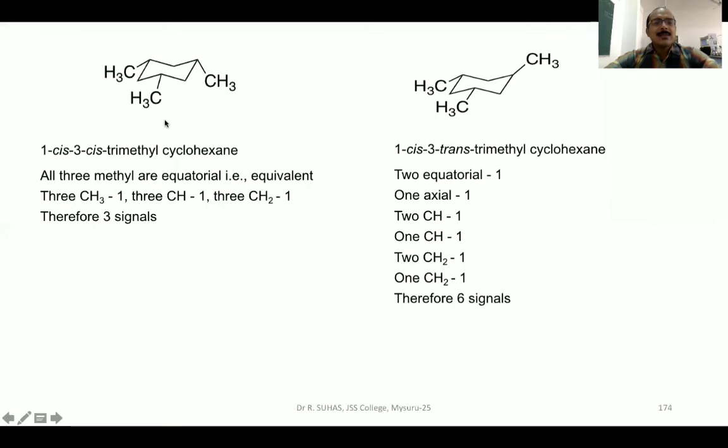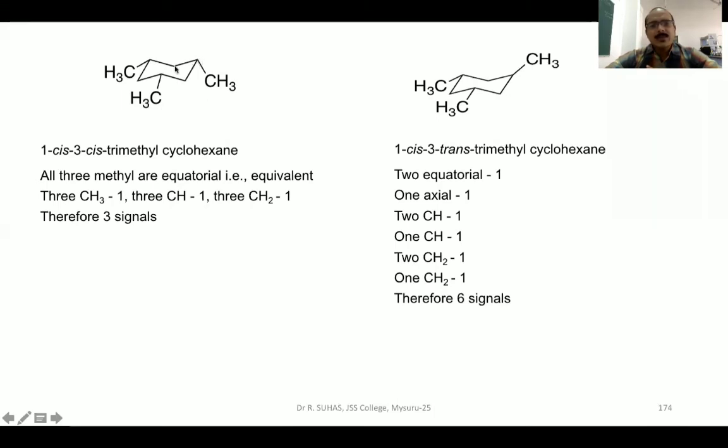This is trimethyl cyclohexane. We know that cyclohexane exists in chair and boat form, and this is the chair form of trimethyl cyclohexane. And here this is cis trimethyl cyclohexane. Here all the methyl groups are present as equatorial. You know that hydrogens in cyclohexane will be present in axial and equatorial positions. In the same way, these methyls are present in equatorial position. So all the three methyls are equatorial. That's why all the three methyls will give only one signal.